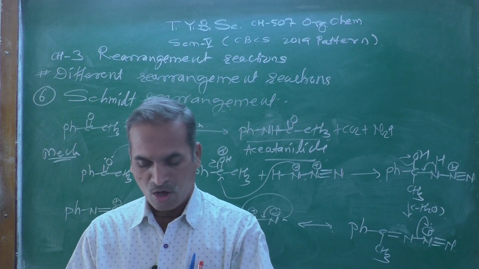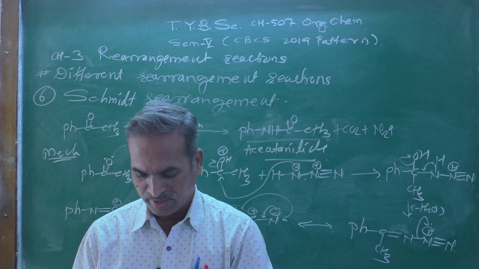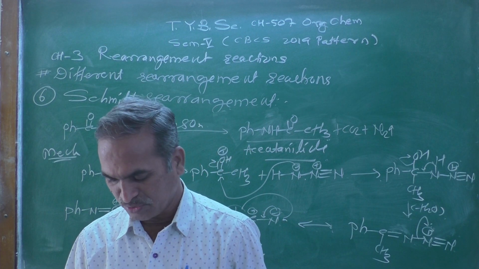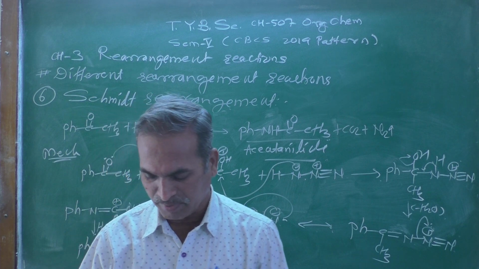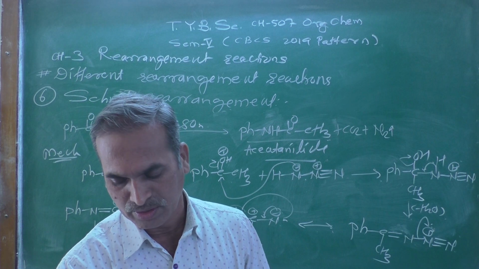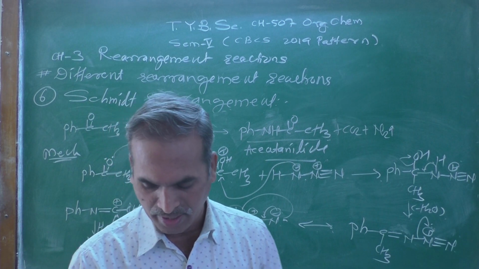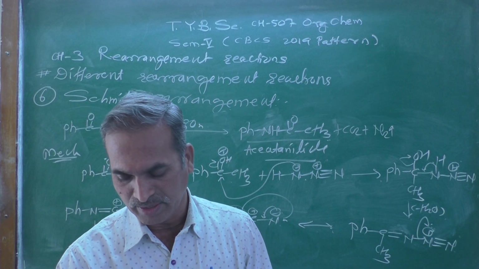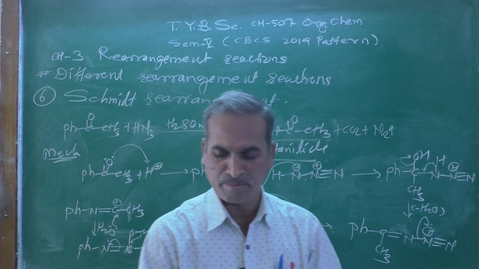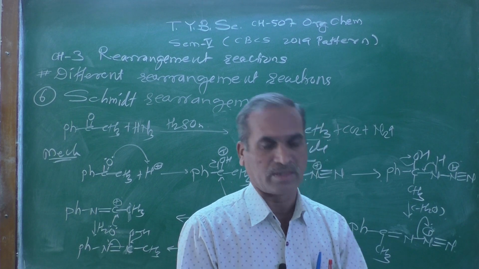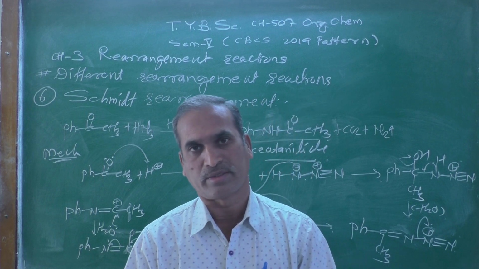Thus the overall Schmidt reaction involves insertion of an NH group between the carbonyl carbon and the alkyl group of the ketone. So that is the overall reaction, and in our next lecture we will discuss the remaining part of the Schmidt rearrangement reaction. I think with this let us stop today here.